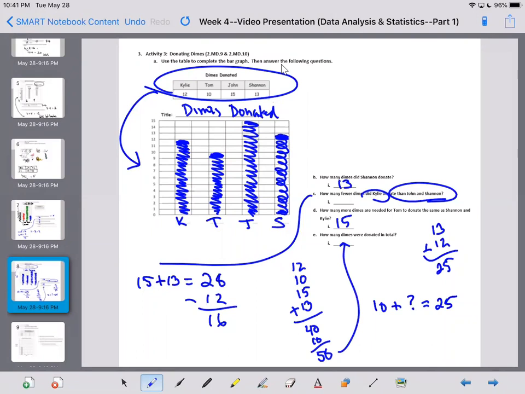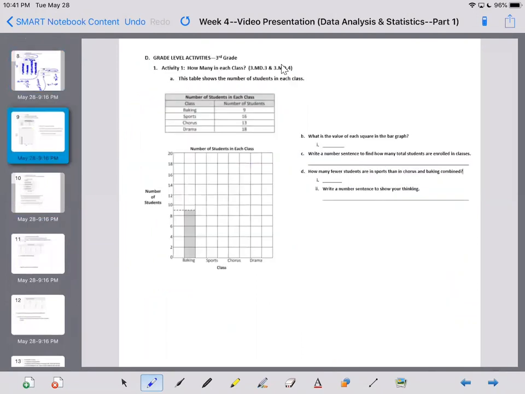So grade 3, we're looking at a table. A number of students in each class. You've got a baking class, a sports class, a chorus, a drama. You've got the number of students. And notice that we already got you started on baking, where you can see that your intervals aren't always the same. Here we've got intervals of 2. So each block is representing 2 students. And that's what it says up here, what's the value of each square? Well, that would be 2 students.